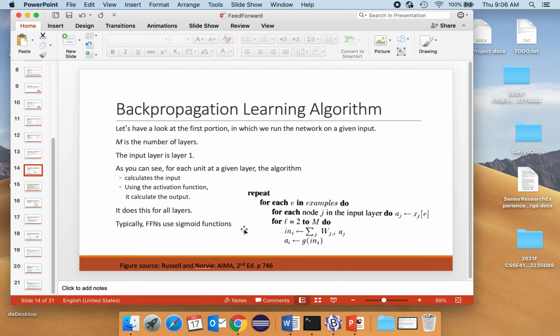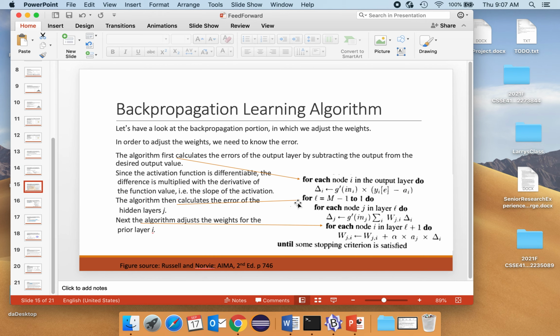What I should tell you is that once we go to multi-layer feed-forward networks, we have at least sigmoid activation functions. So we're moving away from step functions. We do this for all layers, and we reach some output data.